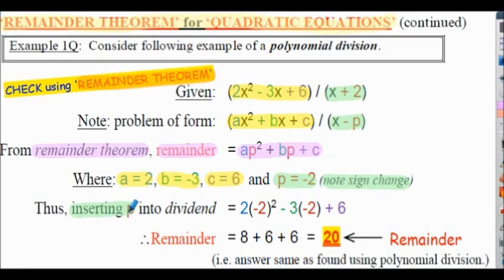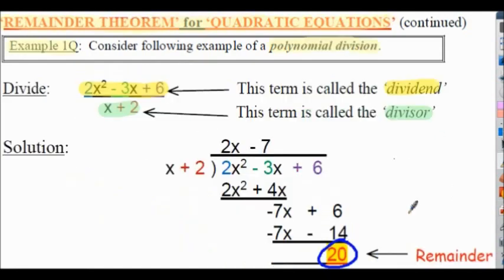So inserting p into the dividend, we simply put p wherever there was an x, so -2 here in the 2x squared term, and -2 here in the minus 3x term. That evaluates to a remainder of 20, and that's what we found on the previous slide. So the remainder using the remainder theorem is the same as that found using polynomial division. Our 20 here compares to our 20 here from polynomial division.